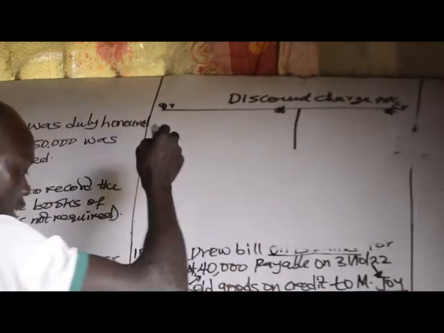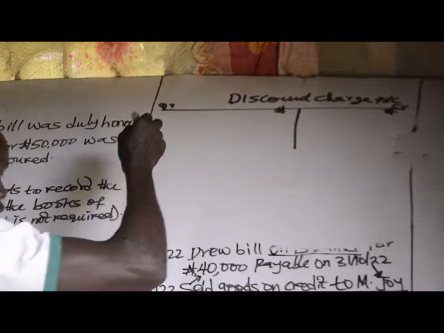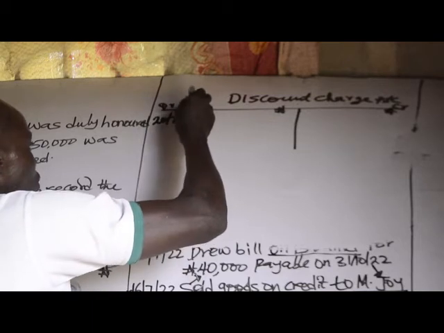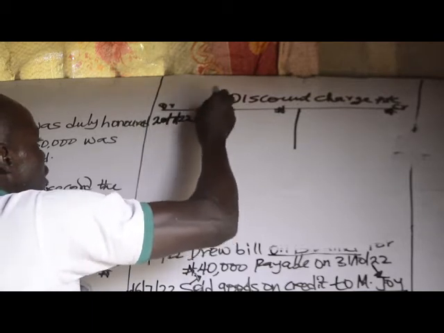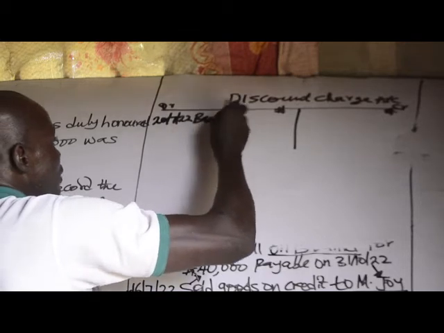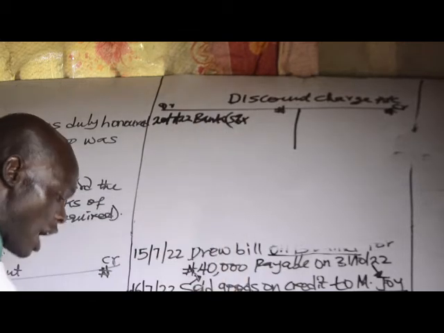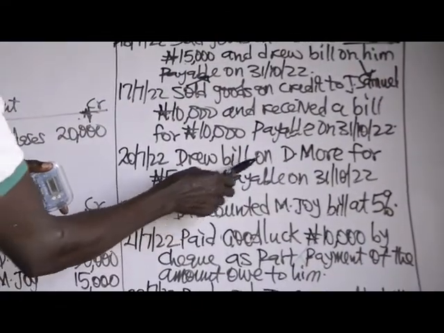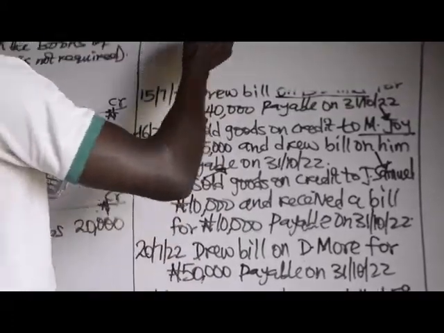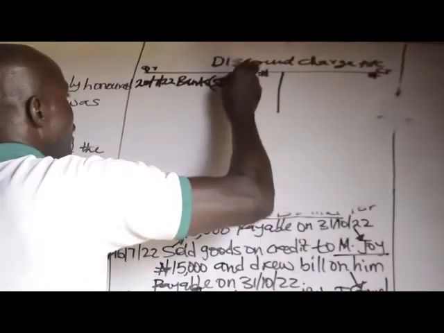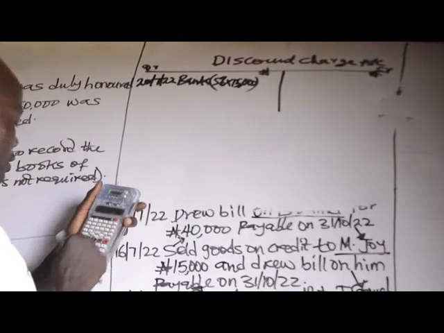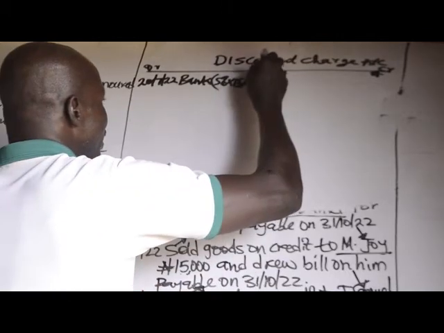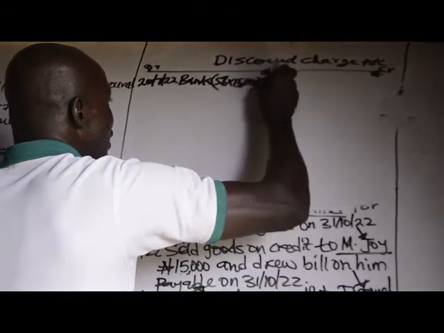So the date is 20th of July 2022. You debit the discount charge and you credit the bank account. The discount rate is 5%, the amount of Enjoy bill is 15,000. 5% of 15,000 amounted to 750 naira. The discount charge is 750.